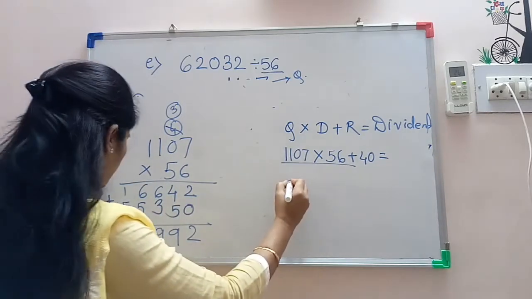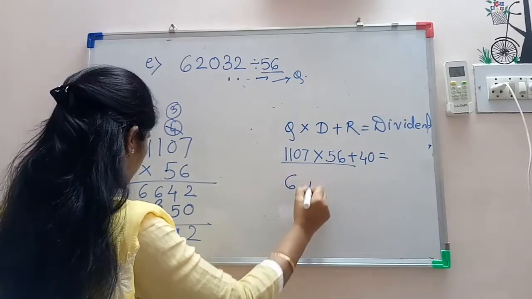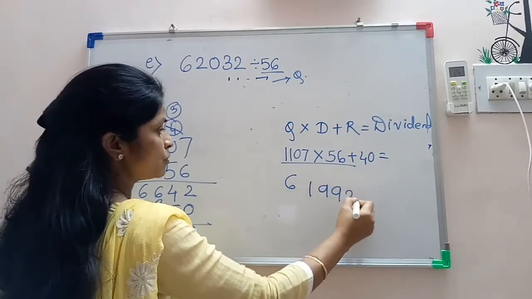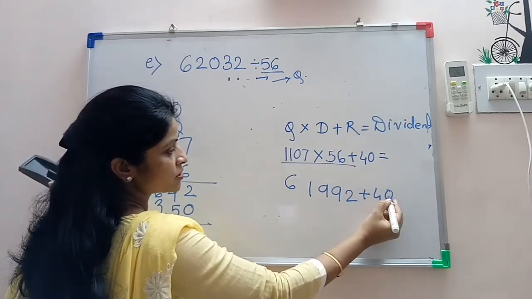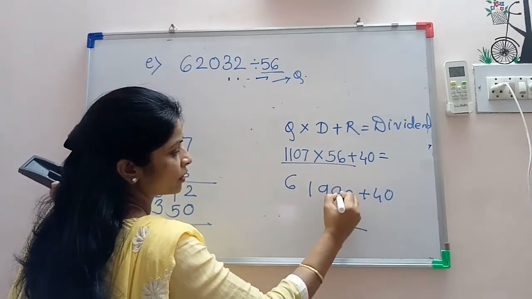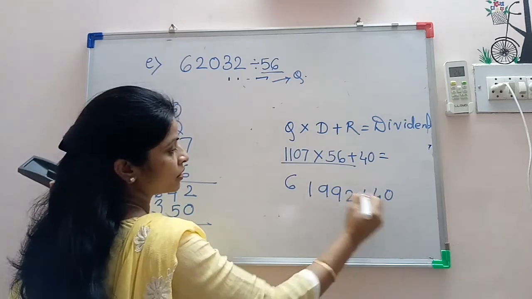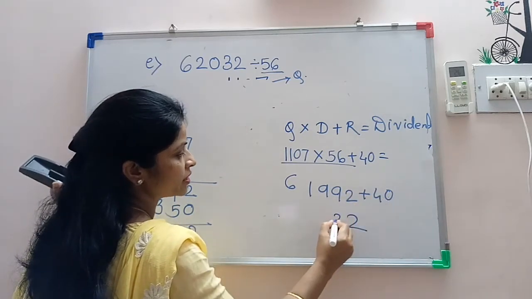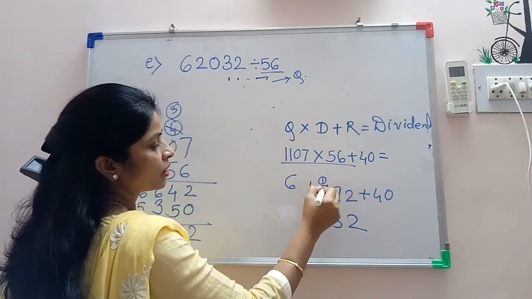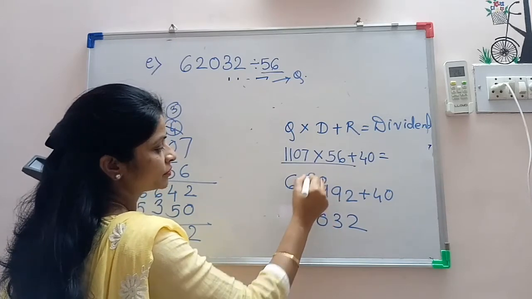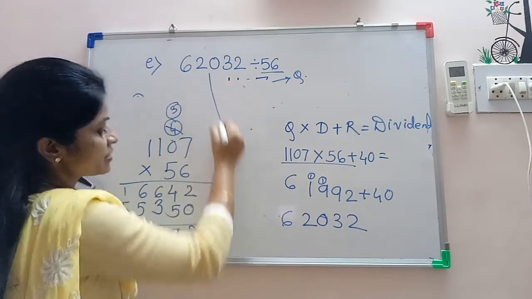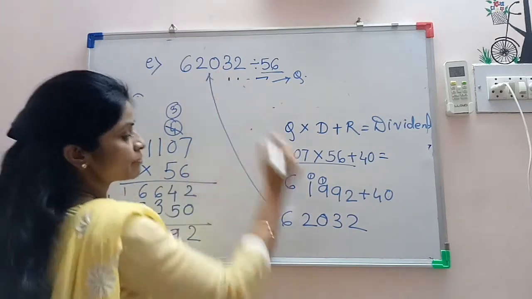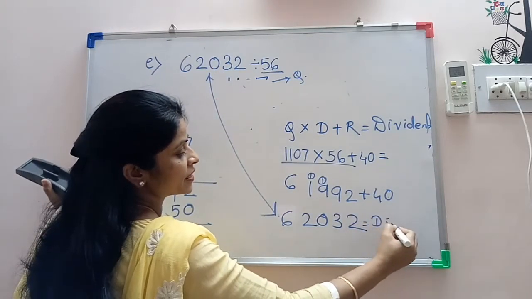Now 61992 plus 40. Now what we will get in this? 0 plus 2 is 2, 4 plus 9 plus 4 is 13, 1 carry, 10, 1 carry, 2, 6. Now we will check with this. This is nothing but the dividend.